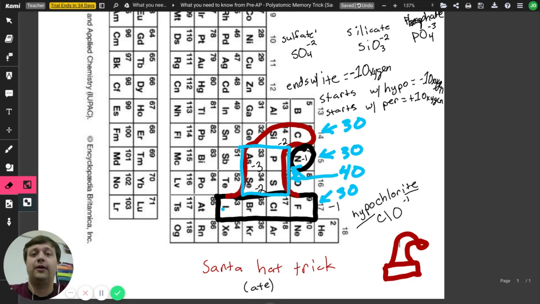Hopefully this has helped y'all with your polyatomic ions. This does go through a good portion of them, so it is a good memory tool for you.